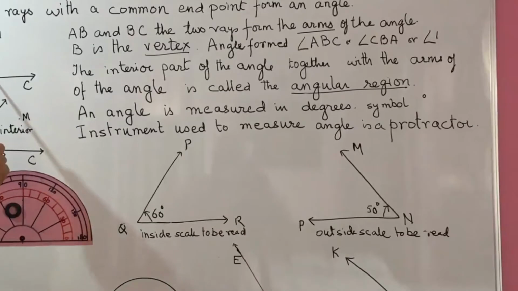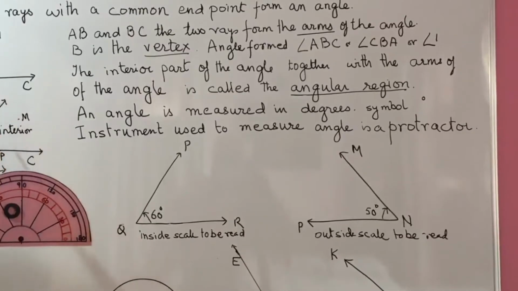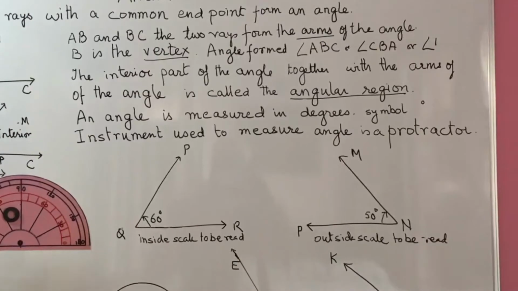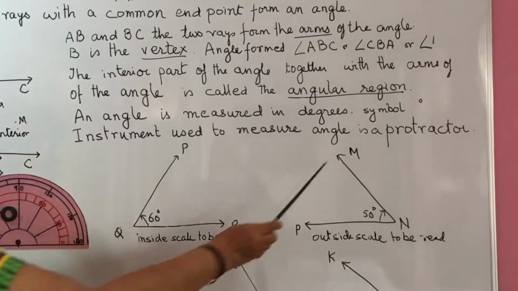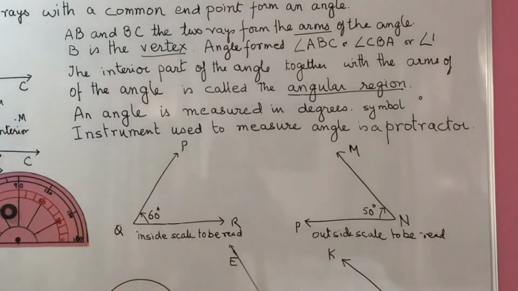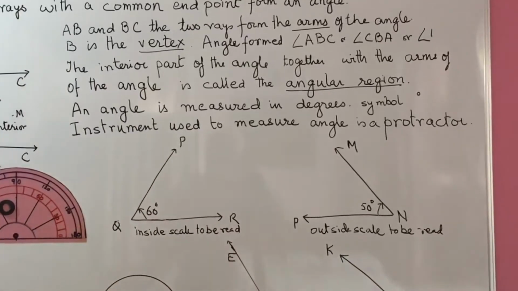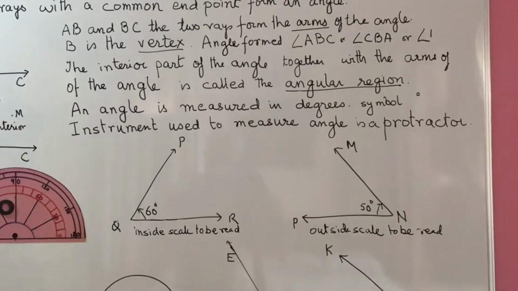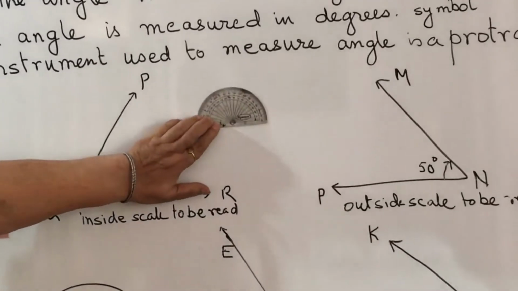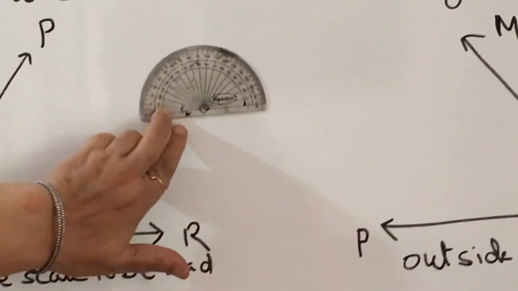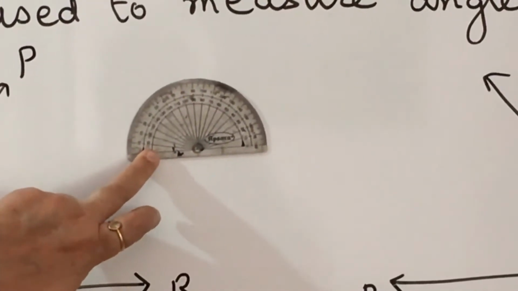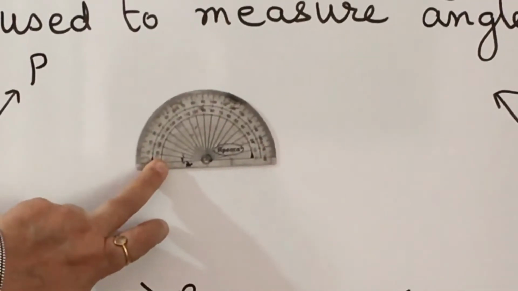Now an angle is measured in degrees. The symbol for degrees is written here, and the instrument used to measure an angle is a protractor. You can see the protractor. It is semicircular in shape. Often many children call it a D.